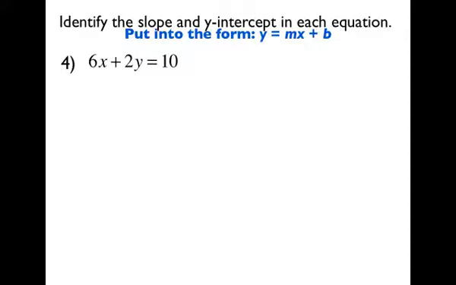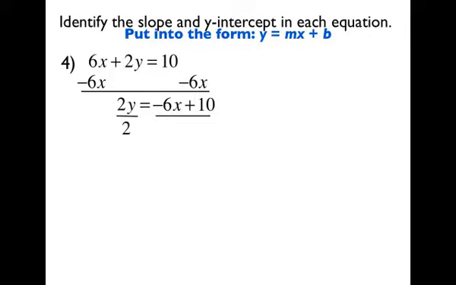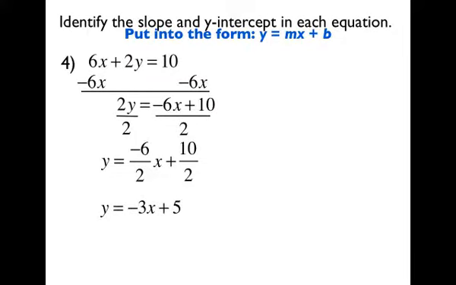Okay, hopefully you've finished it. So subtract 6x from both sides. We'll get 2y is equal to negative 6x plus 10. They're multiplying by 2, so we're going to divide both sides by 2. That's going to simplify to y, and then we're dividing both terms. Everything gets divided by 2, so I've got negative 6 divided by 2. That we can do. 10 divided by 2. That we can do. So we get negative 3x plus 5. What's the slope? Negative 3. What's the y-intercept? 5. And there's our answer.